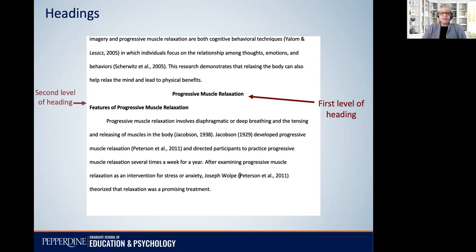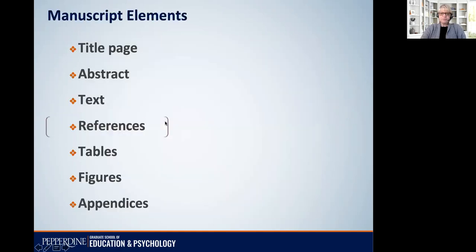Then you have a second level of heading, which shows how you break down that big section. So maybe features of progressive muscle relaxation. Maybe you have another section of benefits and another one of limitations. So in each of these cases, you would pull the subheading, that second level of heading, back to the left margin, but keep the bold and title case.